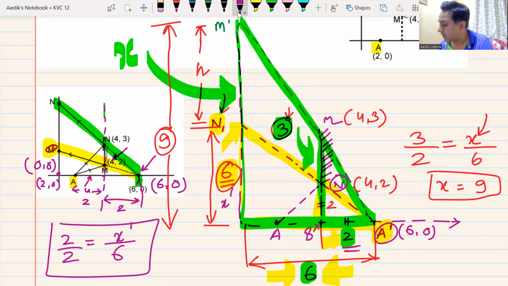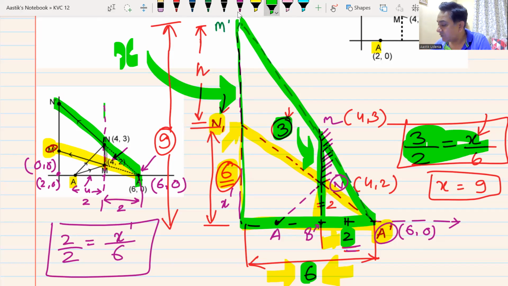Same thing that I have done here. I have just used similar triangles. This is the green triangle that I have used. This is the yellow triangle that I have used. Am I clear?